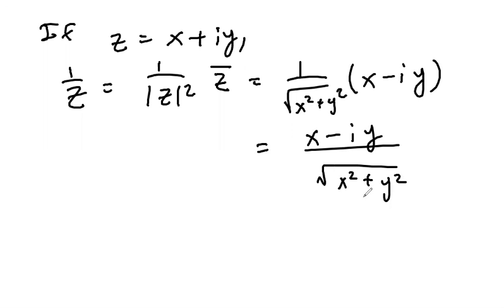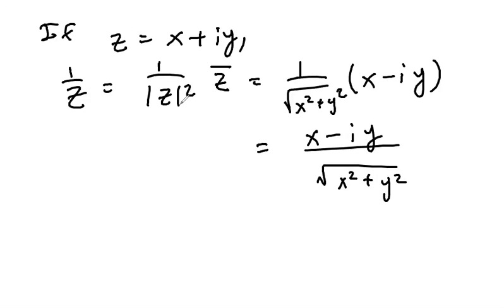It might seem like this would be a difficult thing to figure out, but it's really not. Let's just do a couple examples of this. So for example, if we were to have z is equal to 1 minus i.